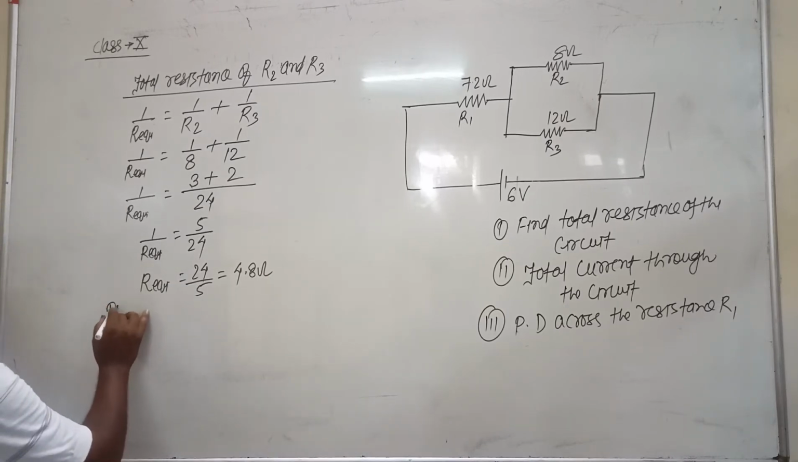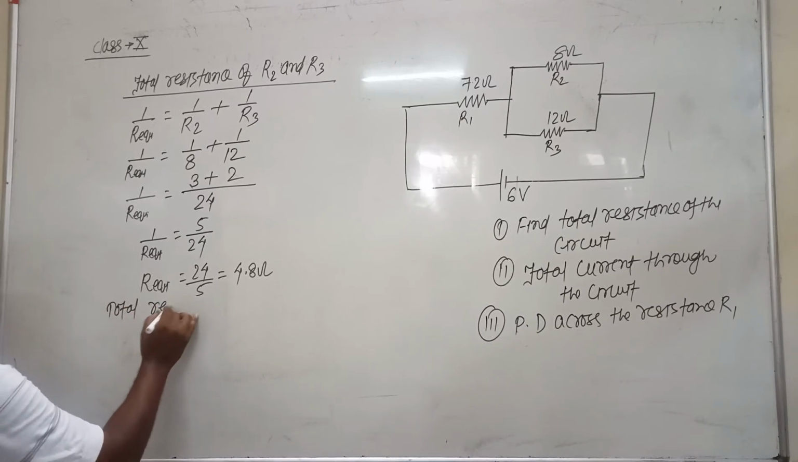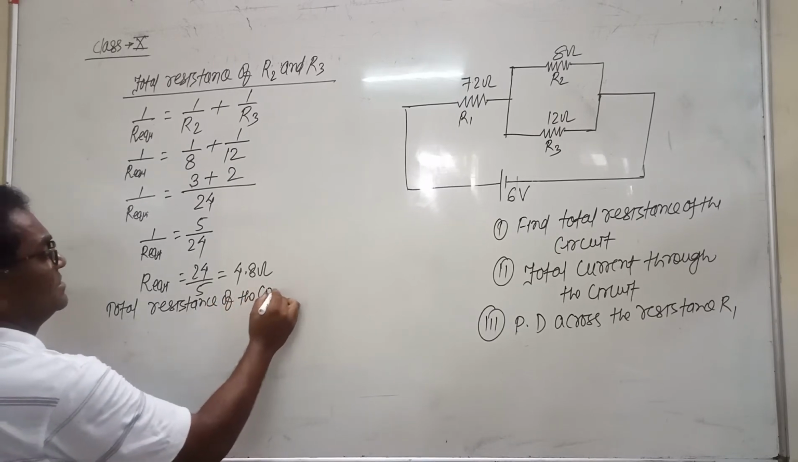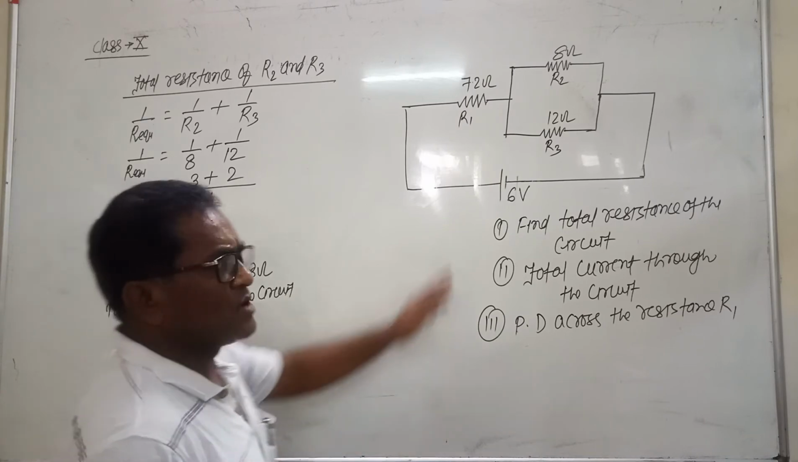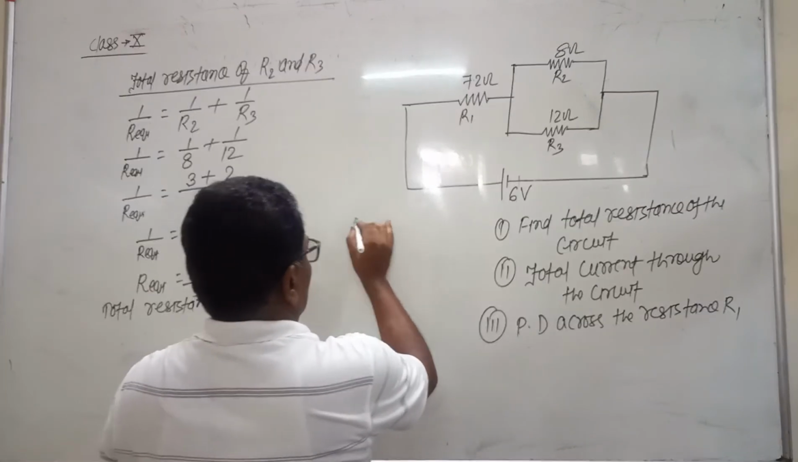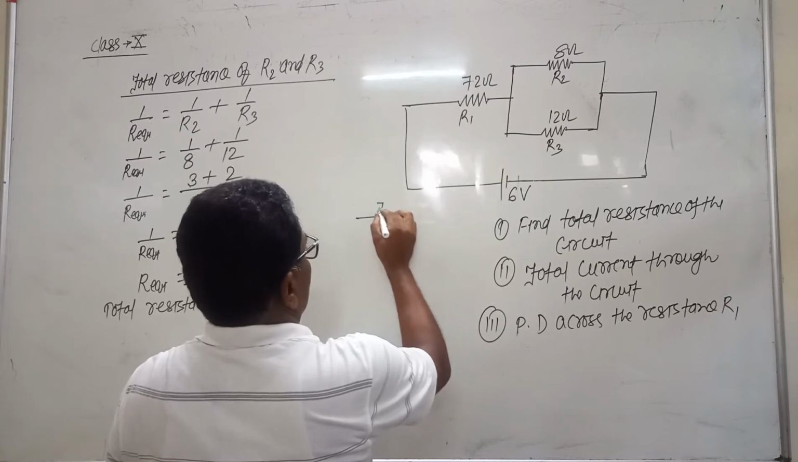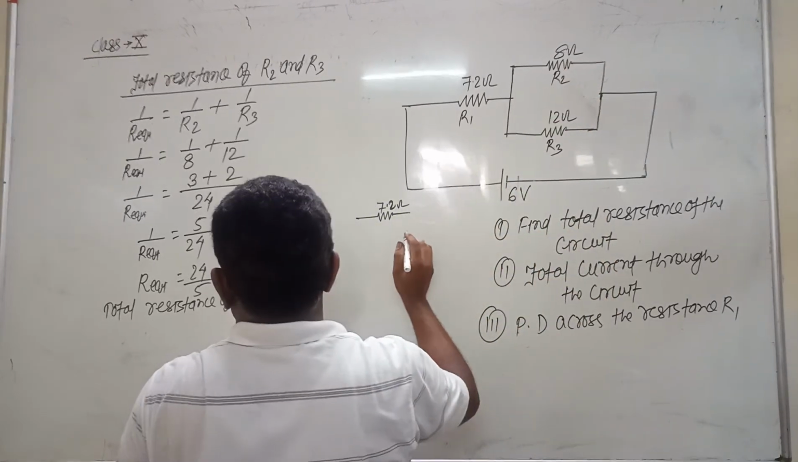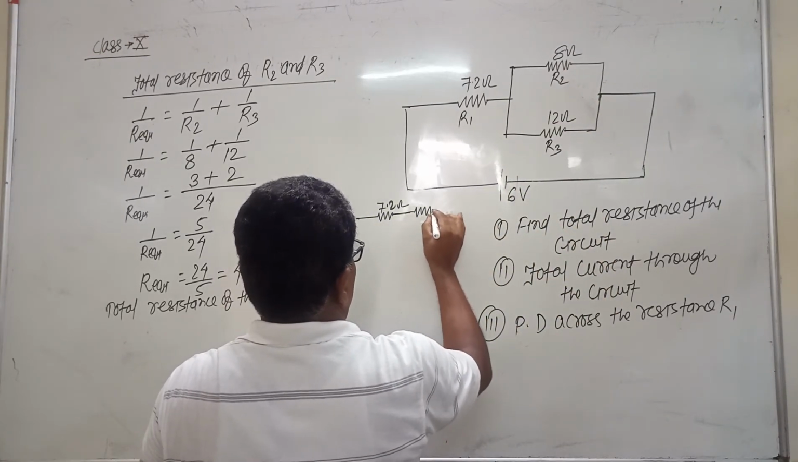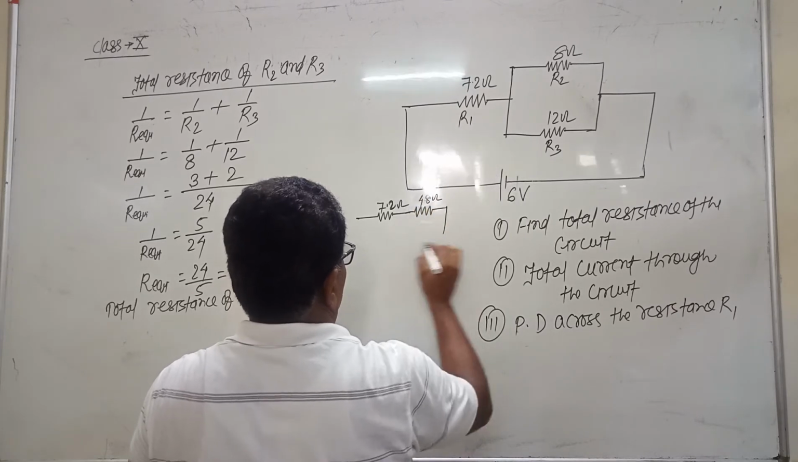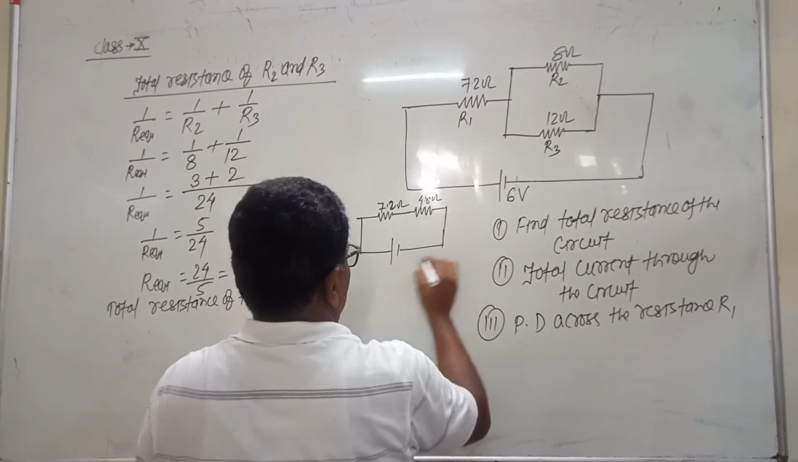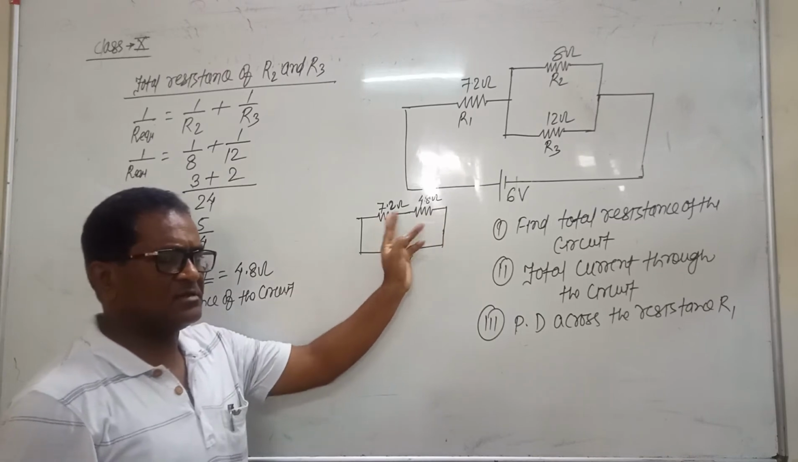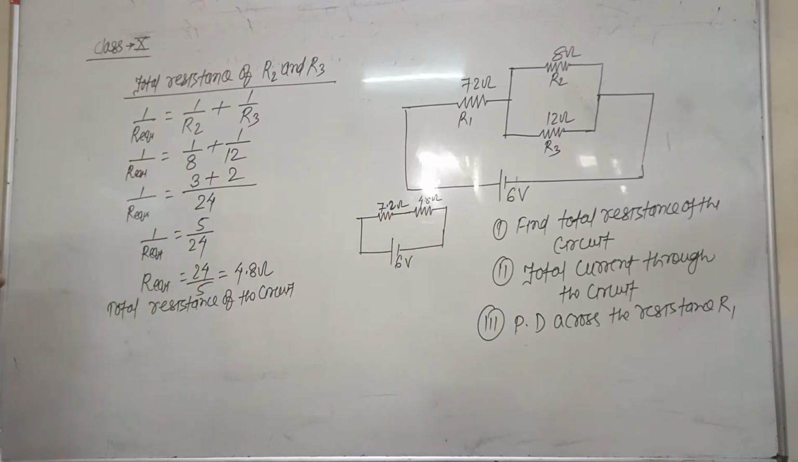Now total resistance of the circuit. Total resistance of the circuit. तो इसको अगर हम रीड्रॉ करें डायग्राम को, तो this was 7.2 ओम और इन दोनों का इक्विवेलेंट हमारे पास आ गया 4.8, and it is connected through a cell of 6 volt. तो अब ये दो रेजिस्टेंस इसमें कनेक्टेड है, so they are connected in series.